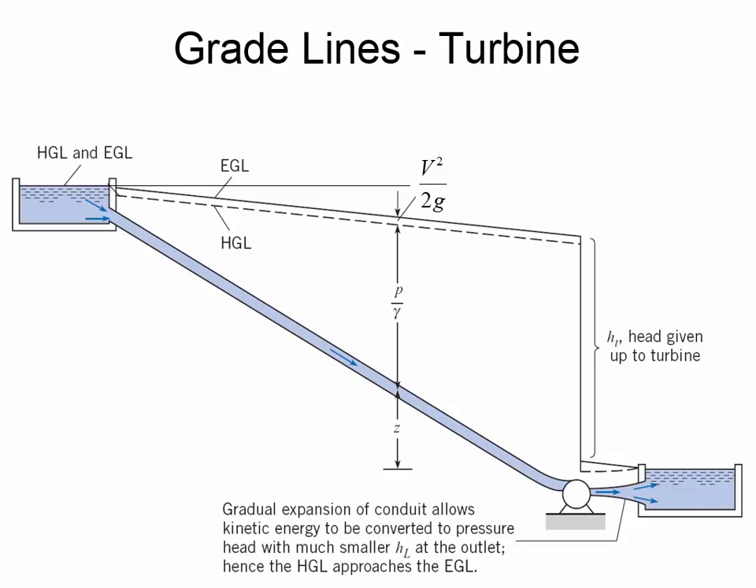How does a turbine work? Well, it works in the opposite way from a pump. Remember, a pump immediately boosts both the EGL and the HGL, and because a pump adds pressure, a turbine takes pressure out of the system.